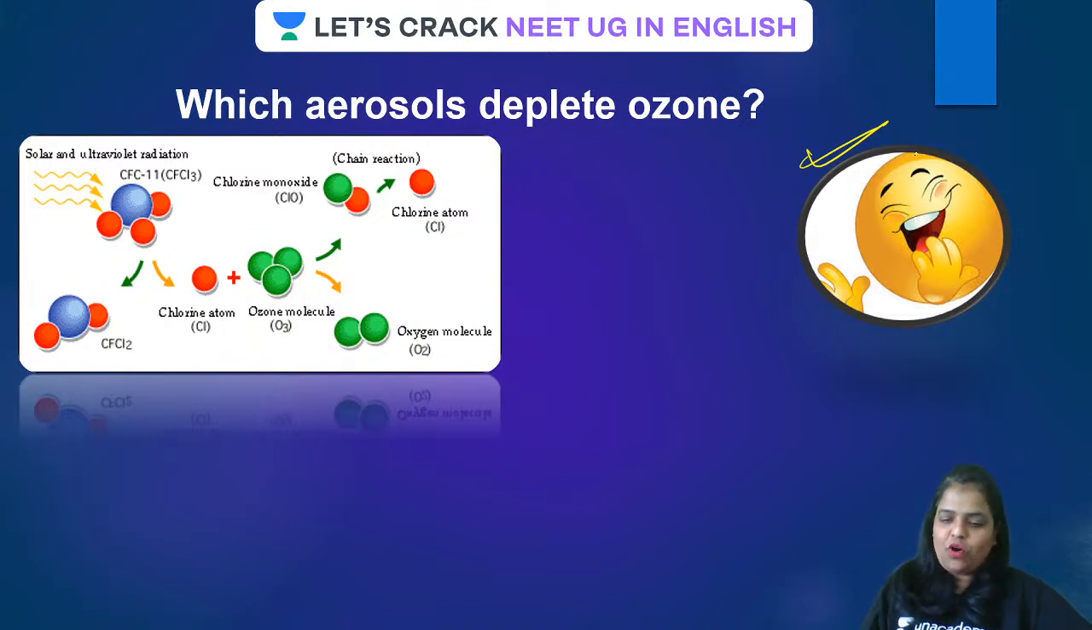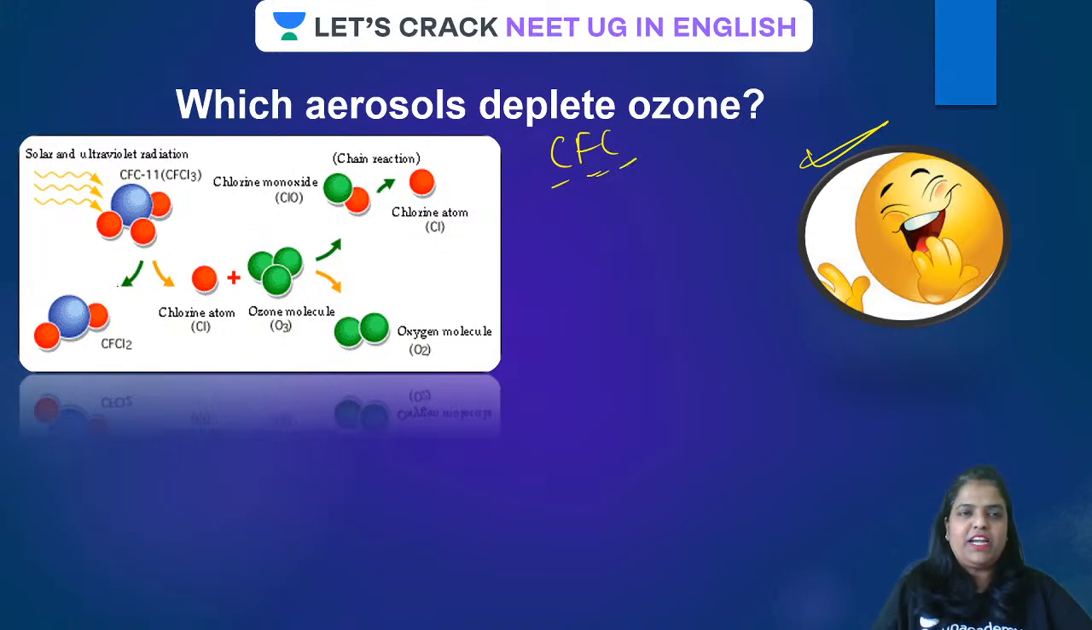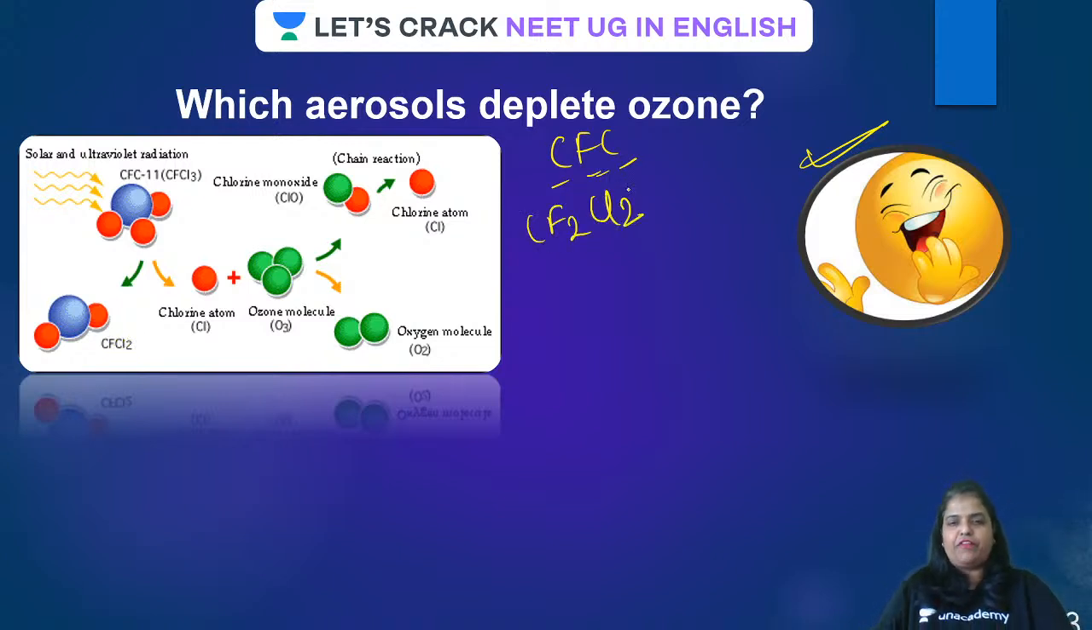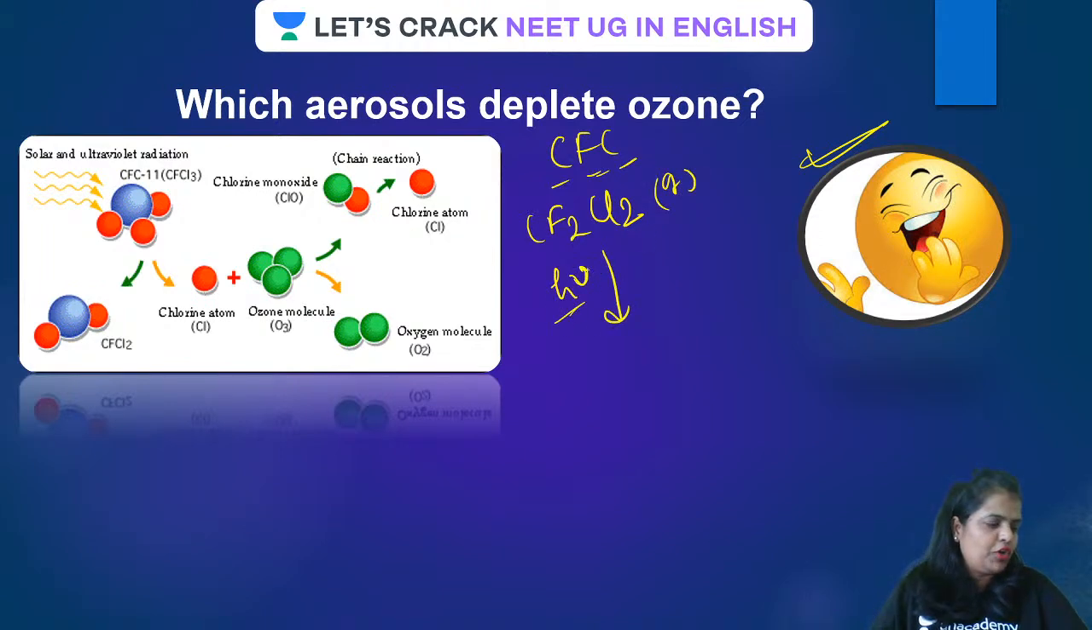So which aerosol depletes ozone, guys? Okay. Guys, you must have heard of chlorofluorocarbons. Basically, there are different chlorofluorocarbon compounds, CFCl3 or CFCl2 or CF2Cl2, different compounds are there, guys, isn't it? In presence of sunlight, h nu, a photon particle.